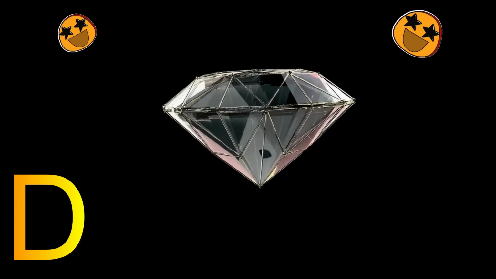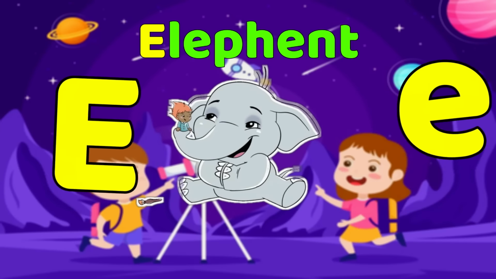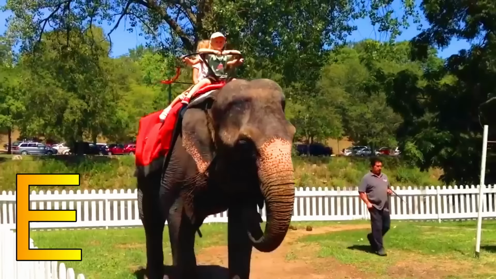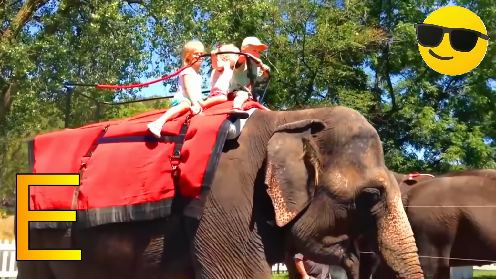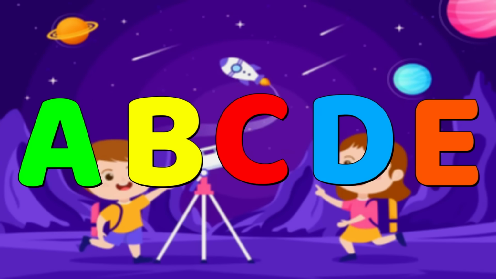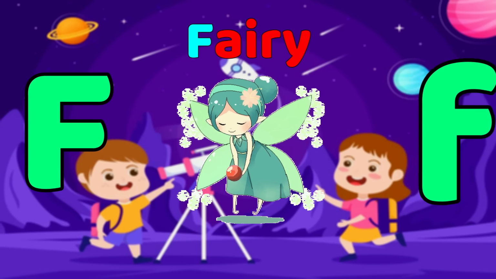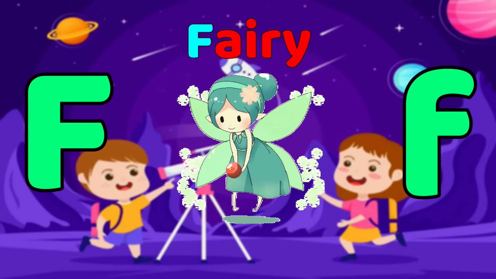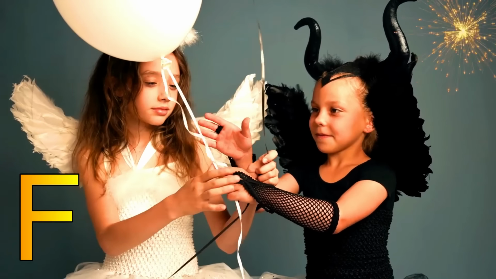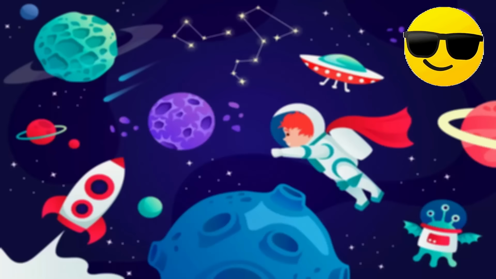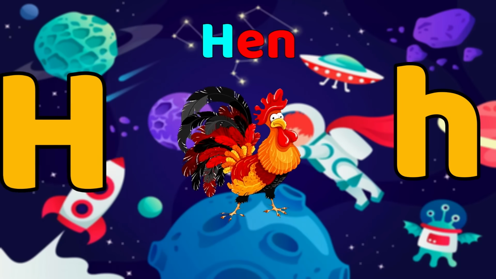D, diamond. E is for elephant. F is for fairy. F, fairy. G is for glasses. G, g, glasses. G, glasses. H is for hand.